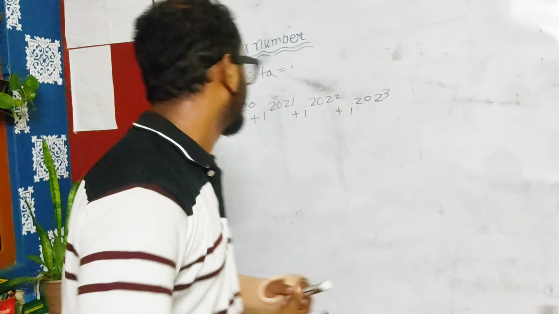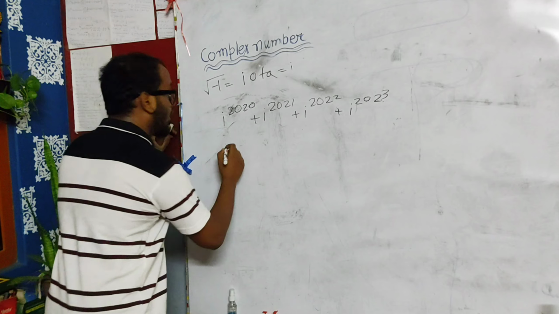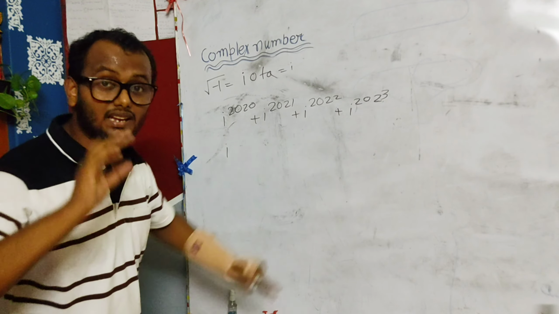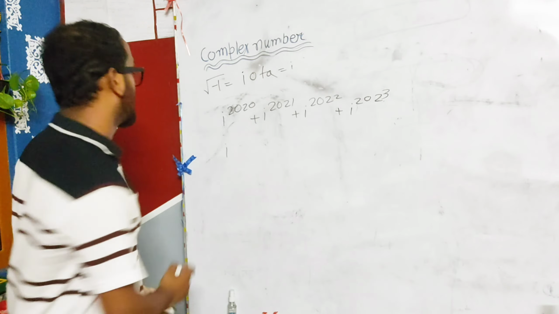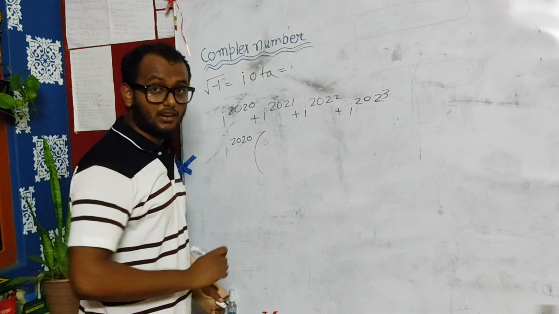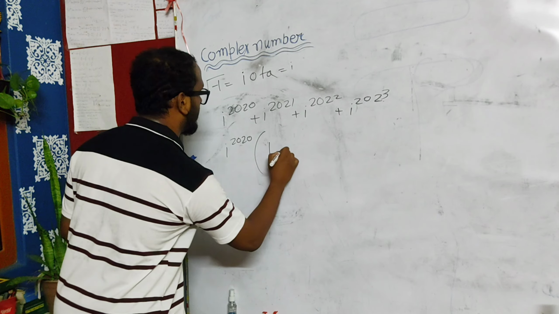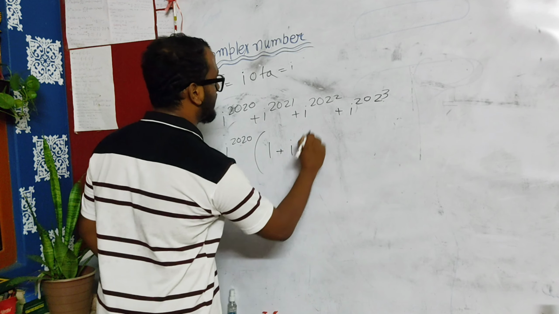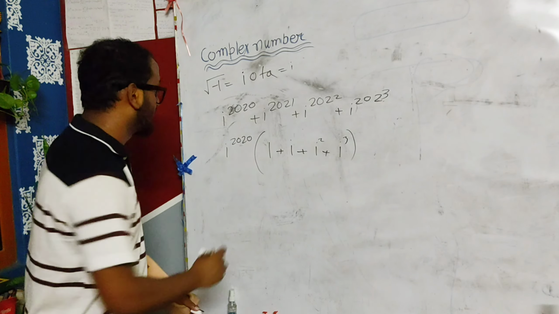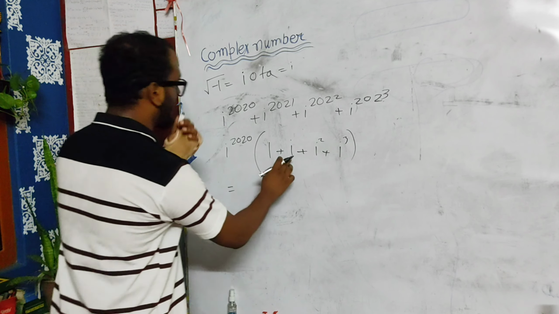So how will you do it? Just simply take common from each of the terms. How? See. Which one is the smallest? 2020 is the smallest of all. So take i to the power 2020 as common. If you take common, we get 1 plus i, this one is i square, this one is i cube. Okay. Now what is the value?